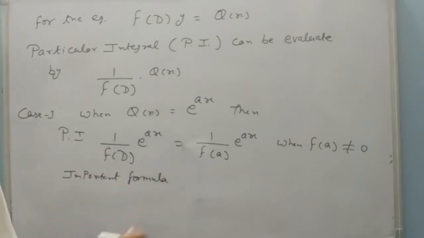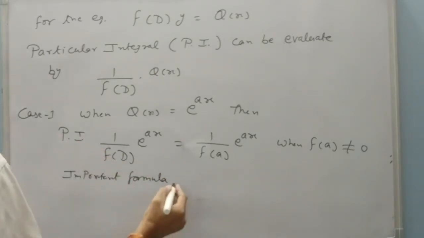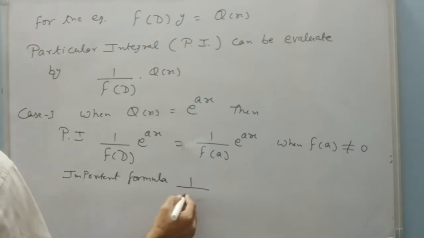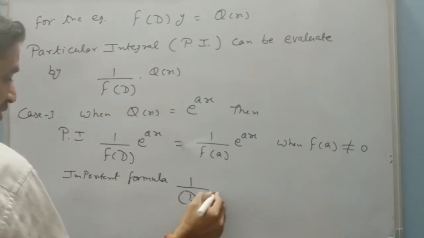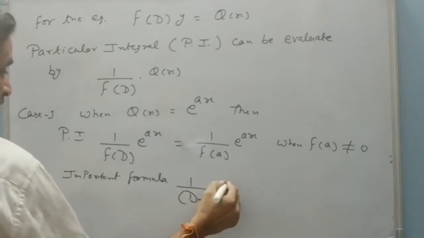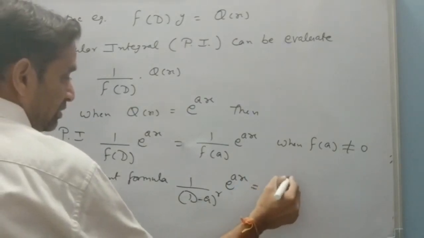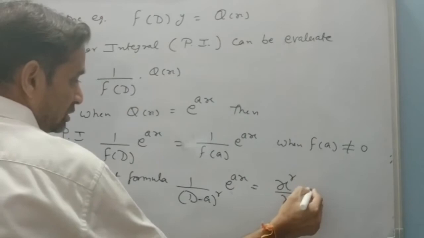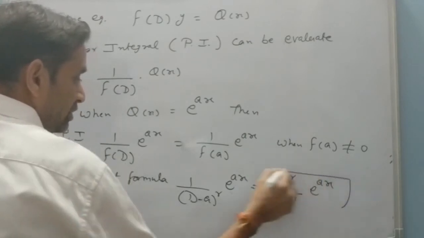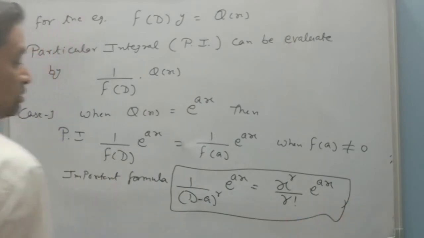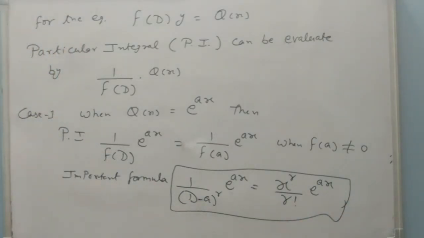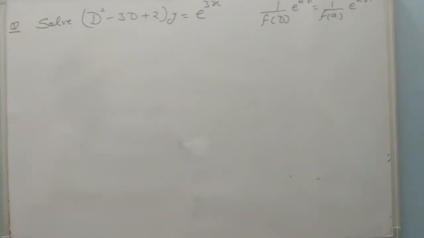You should always learn this formula: 1 upon (D minus a) to the power r of e to the power ax will always equal x to the power r upon r factorial e to the power ax. This is a very useful formula. You should always remember it. It will be applied when f(a) is equal to 0. Then we will use it in a different way. Let us do some examples first, then we will go ahead.